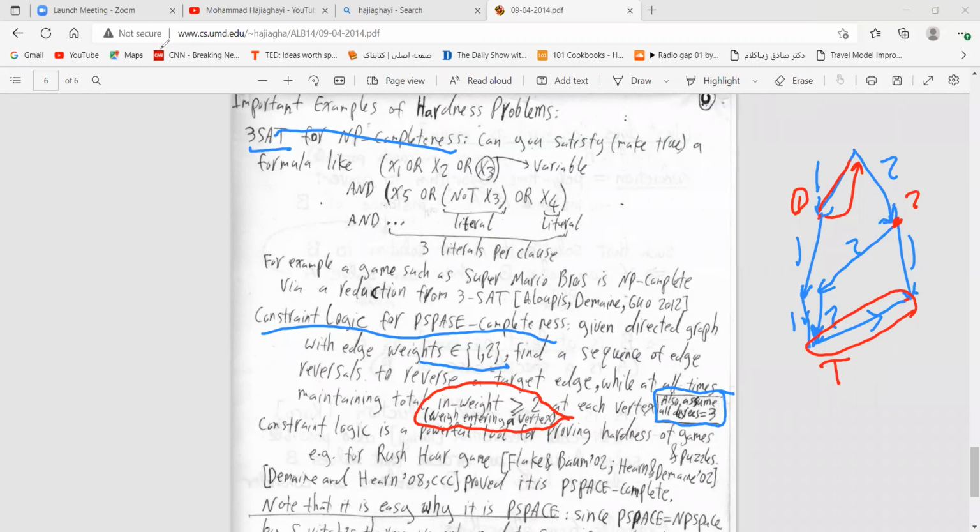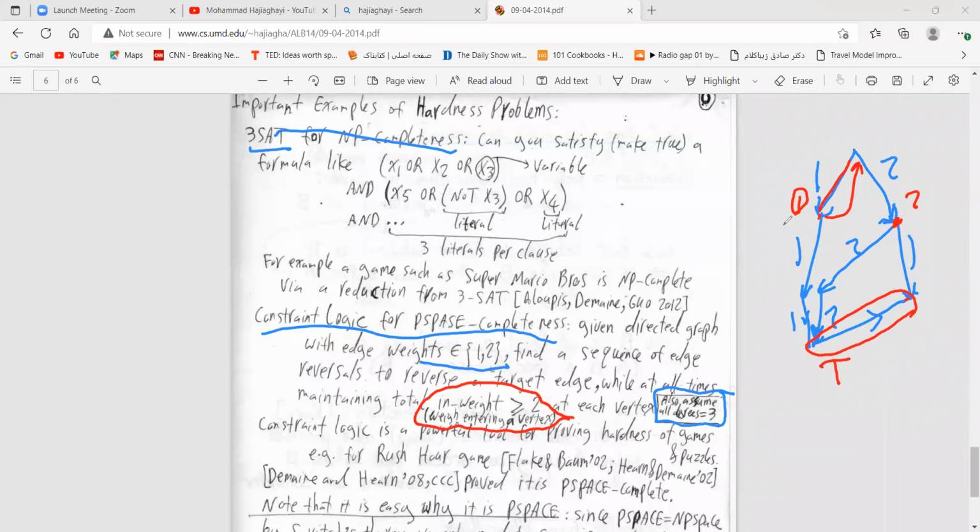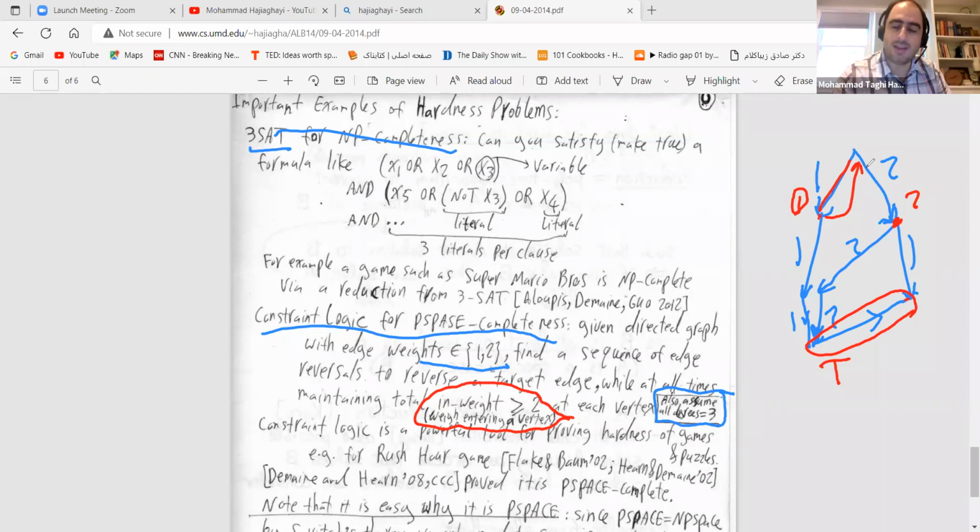So you say that the in-weight has to be at least 2, but in this input graph, the in-weight is not at least 2 for at least one vertex. Yes, this is not a valid input graph. I just created this as an example. The input graph that I have mentioned does not satisfy this property, but the input graph that is given to you satisfies it.